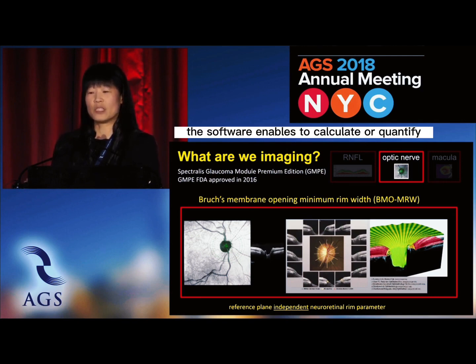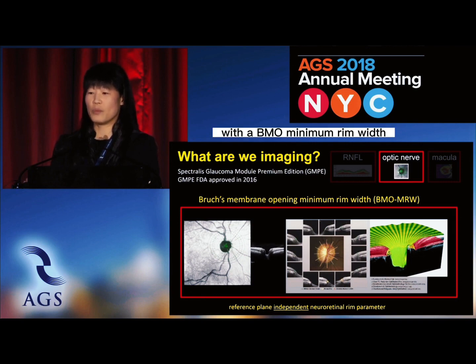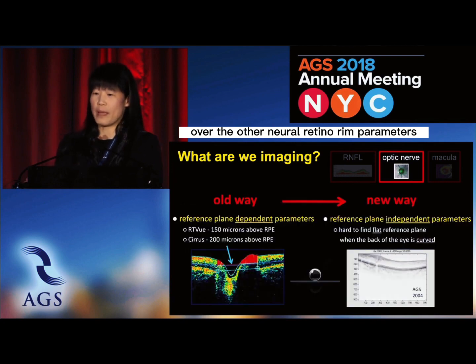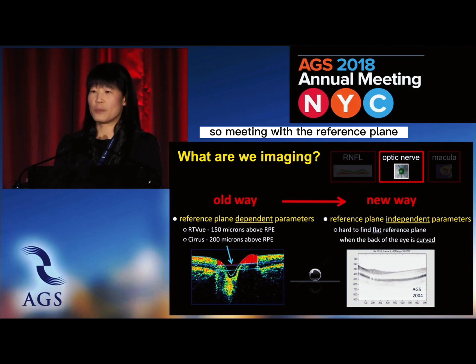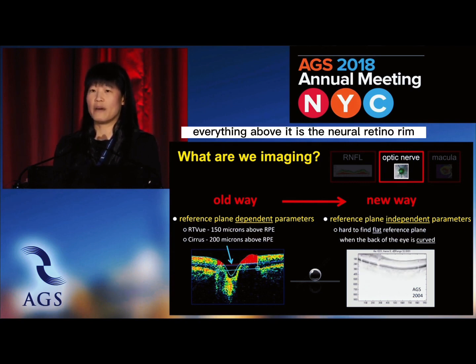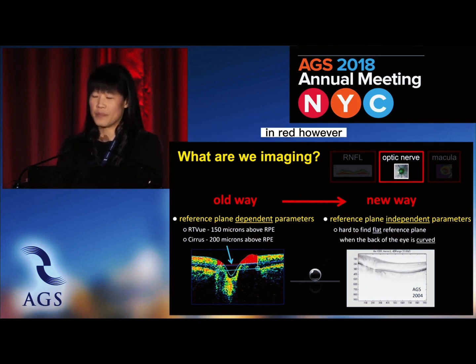The software enables us to calculate or quantify neural retinal rim tissue with a BMO minimum rim width. Now this is a paradigm shift over the other neural retinal rim parameters because in the old way we used a reference plane. So meaning with the reference plane, as you can see in the blue arrow, everything above it is the neural retinal rim in red.